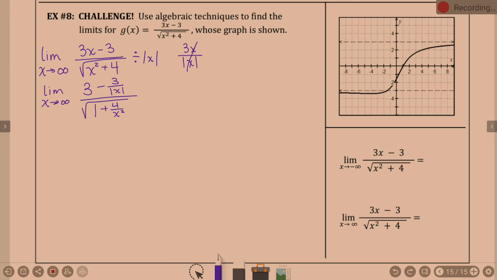What's happening there when we plug in infinity? You're going to have 3 minus 0 over the square root of 1 plus 0, which all ends up to be 3. Does that agree with the graph over here? It does, doesn't it?